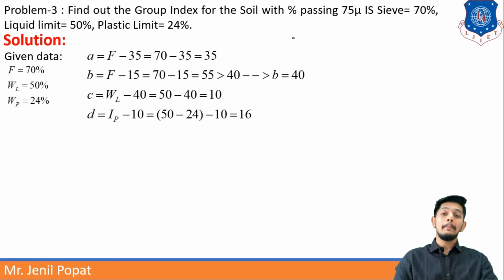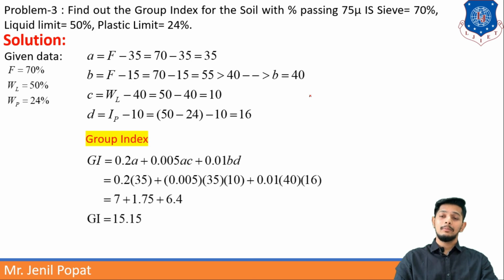So we have to find out A, B, C, D. A, B, C, D were like this: A is F minus 35, B is F minus 15, C is WL minus 40, and D is IP minus 10. So F, WL and IP are provided. Putting all the values, I am getting A as 35, B as 55. Now B cannot be greater than 40, so even if B is 55, I have to take B as 40 only, because its maximum value is 40. C is coming out as 10 and D is coming out as 16. Others are in range. So A, B, C, D are found.